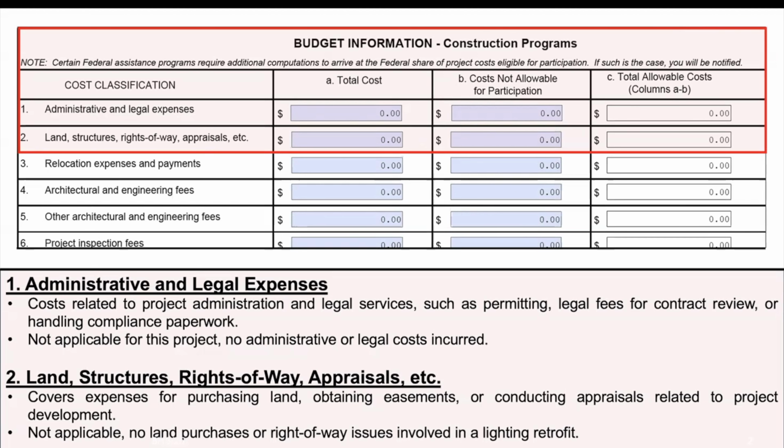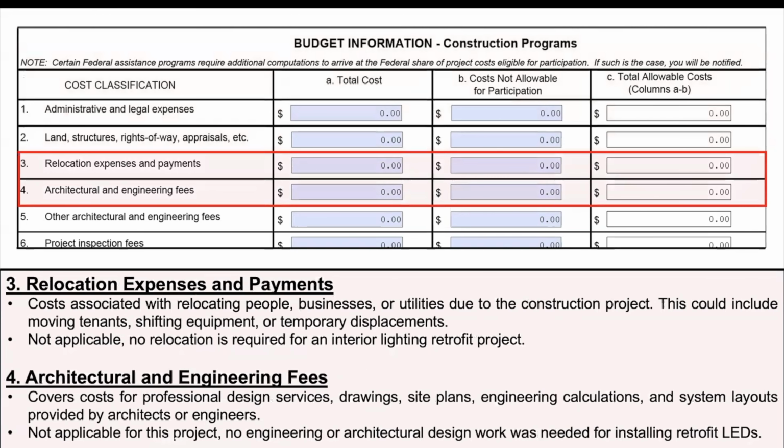Line 2 is land, structures, rights of way. This refers to buying land or rights to use land. Since the lighting upgrade is inside an existing building, no land-related costs apply, so we leave this blank. And line 3 is for relocation expenses. This would apply if any people or businesses had to move, but it is not relevant here.